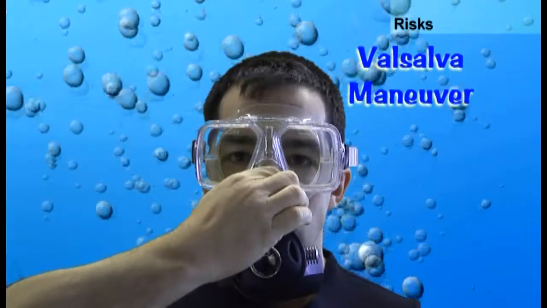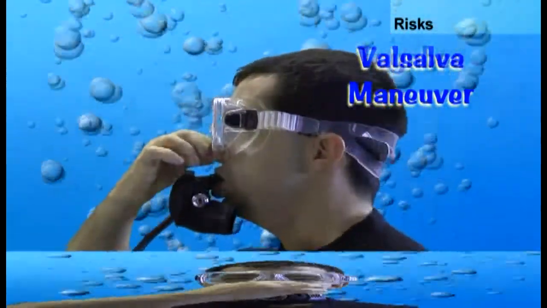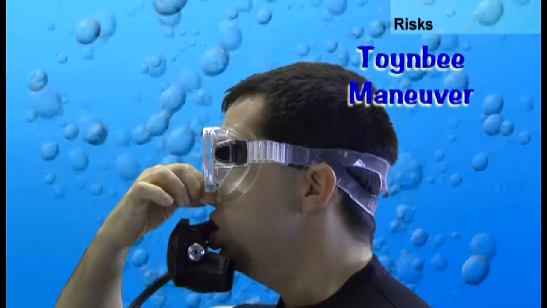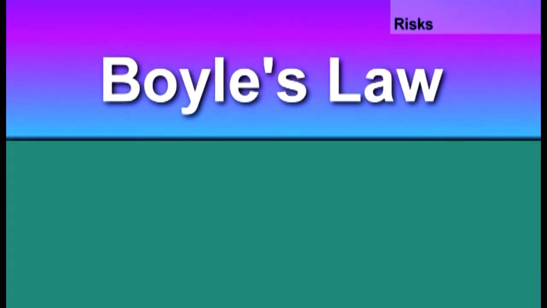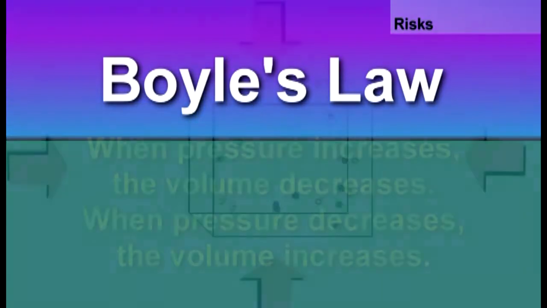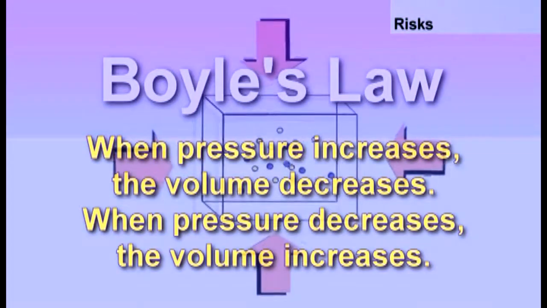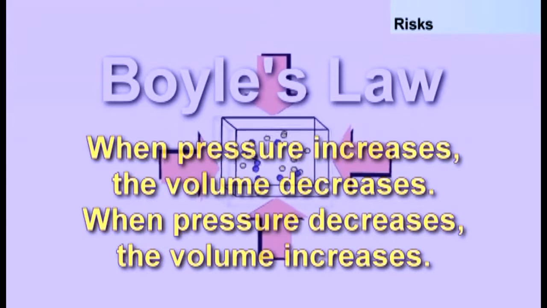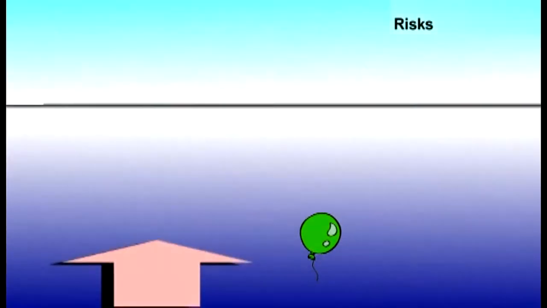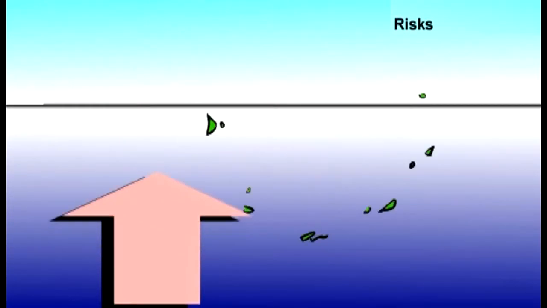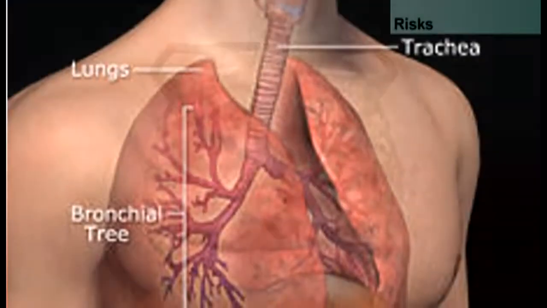As discussed previously, the body can adapt to pressure changes using the often used Valsalva or Toynbee maneuvers. They are simple and effective. Remember Boyle's law, which basically says, when pressure increases, the volume decreases. When pressure decreases, the volume increases. Seeing what happens to a balloon, the same physical law applies to the lungs if the breath is held.